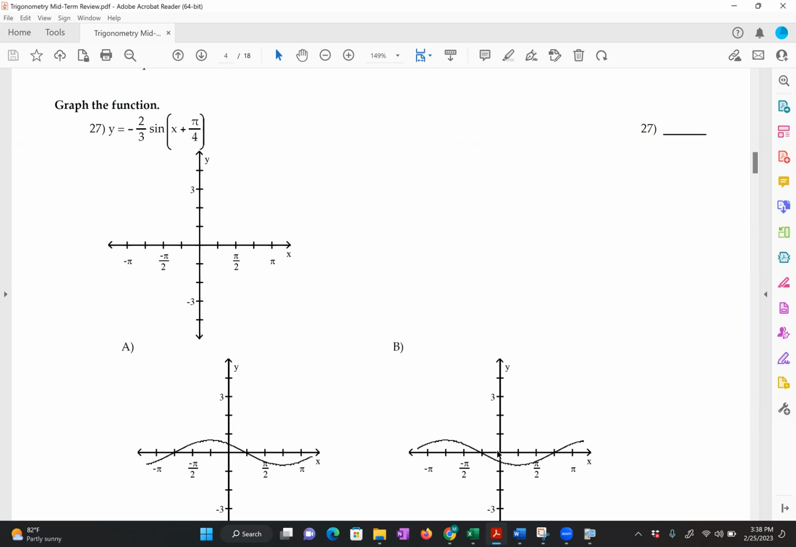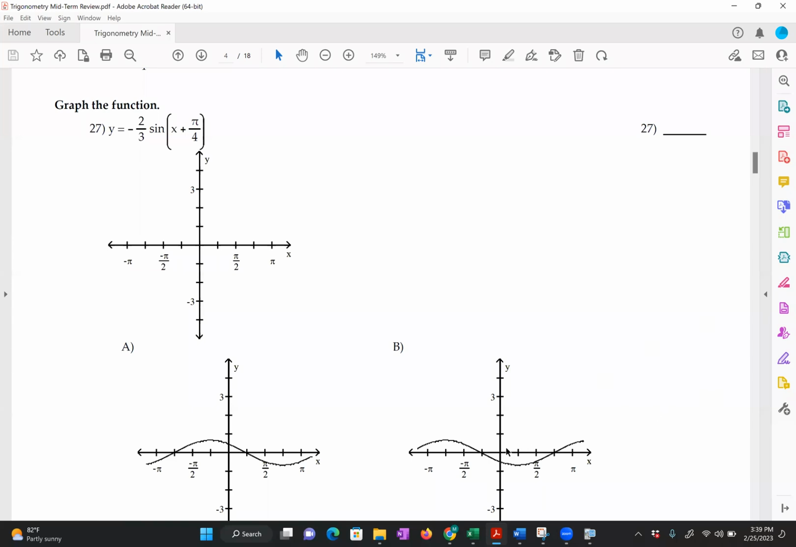Technically, it's moved, so this is a phase shift going this way. I hope you can see where the cursor is, and I keep moving it over here. So that is our 0, 0 mark moved over pi over 4. It's a 2/3. It's not going to be a very long graph.